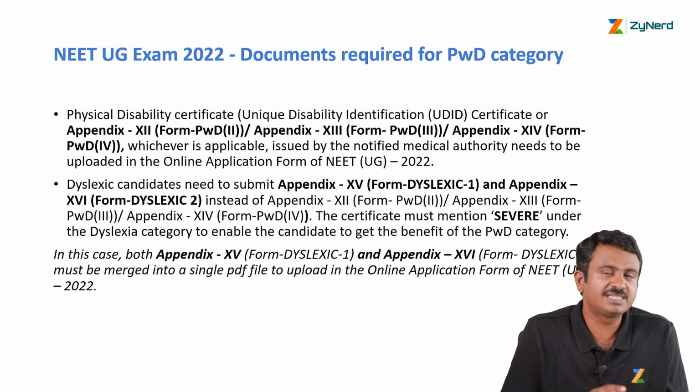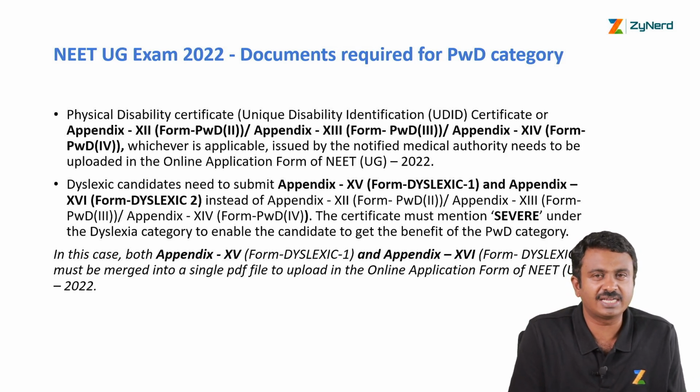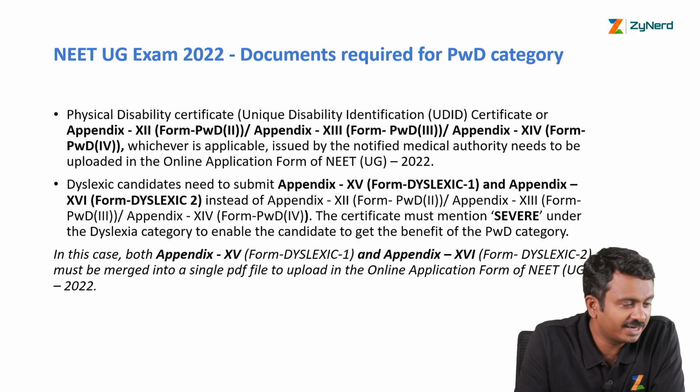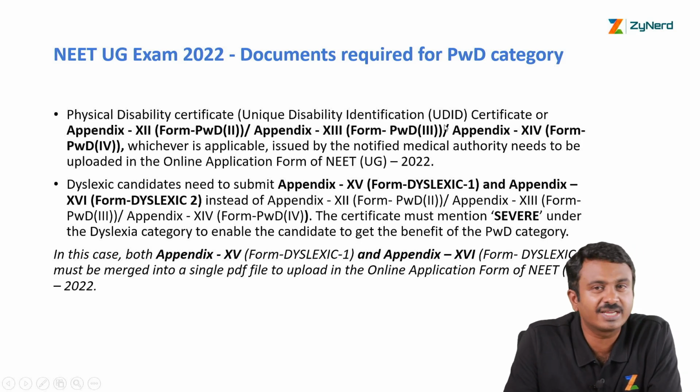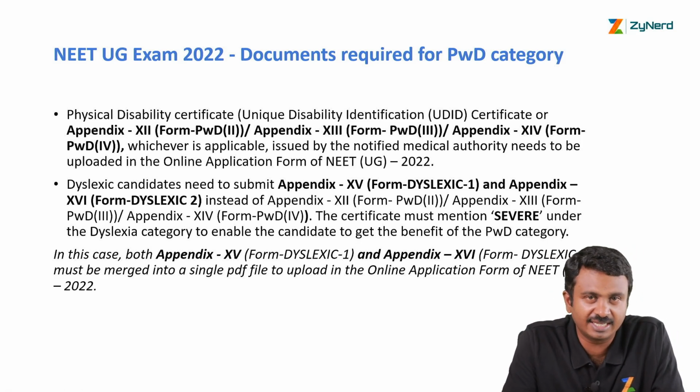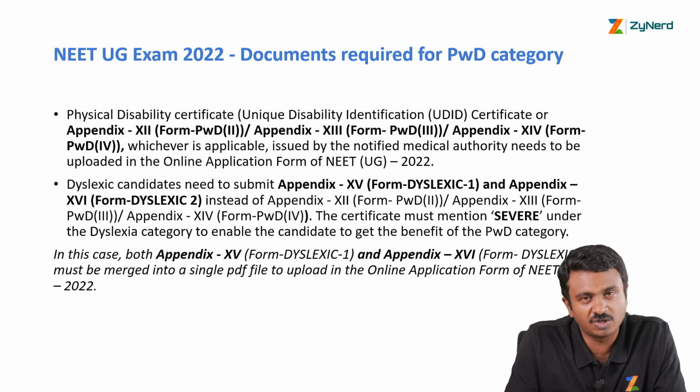But this year, as of now, we'll consider that it is going to be similar to last year, or at least be ready for that. One, either a UDID certificate. You can get a UDID certificate from the UDID authority, which you will be aware of. We'll also share the links there.